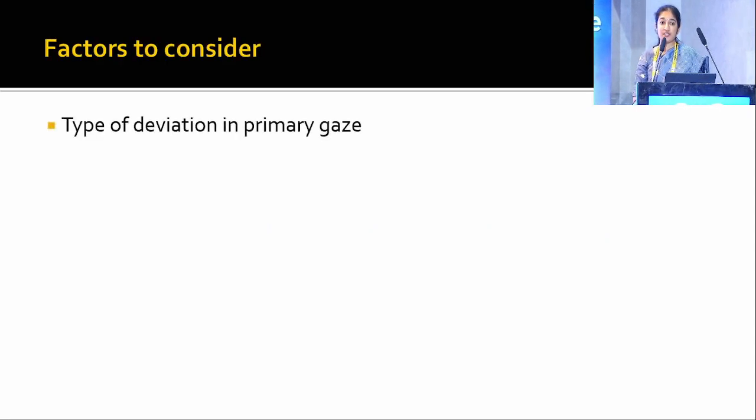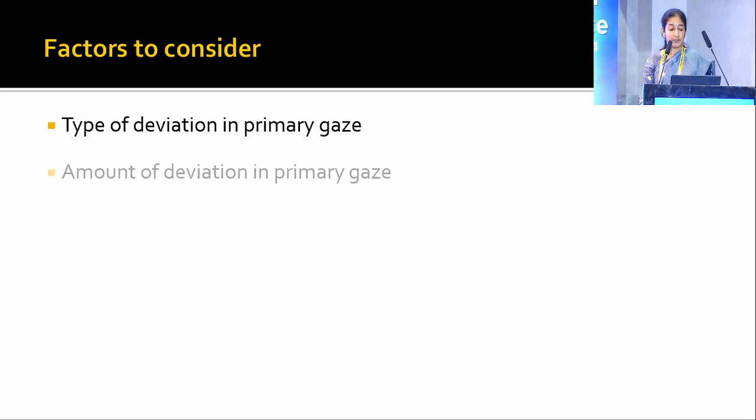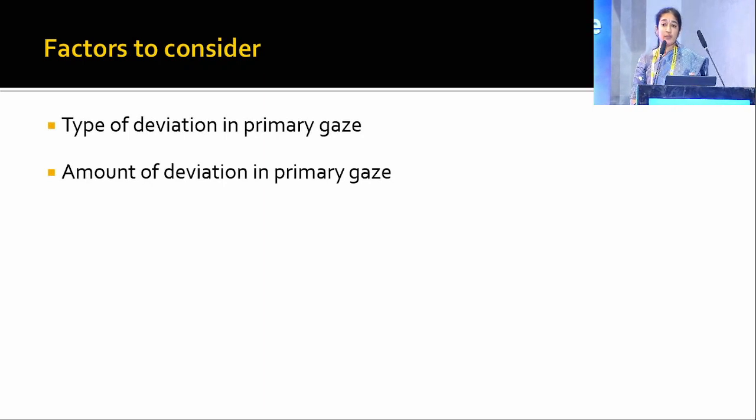So with regards to Duane's, we always used to talk about Huber's classification 1, 2, 3. But now with regards to management, it's more important to look at whether it is an ESO, an EXO, or an ortho in primary. What is the amount of deviation in the primary gaze? Here we have the cutoff as 20 prisms. So less than 20 prisms, doing one muscle is sufficient. When it is more than 20, we need to go for 2 muscles.